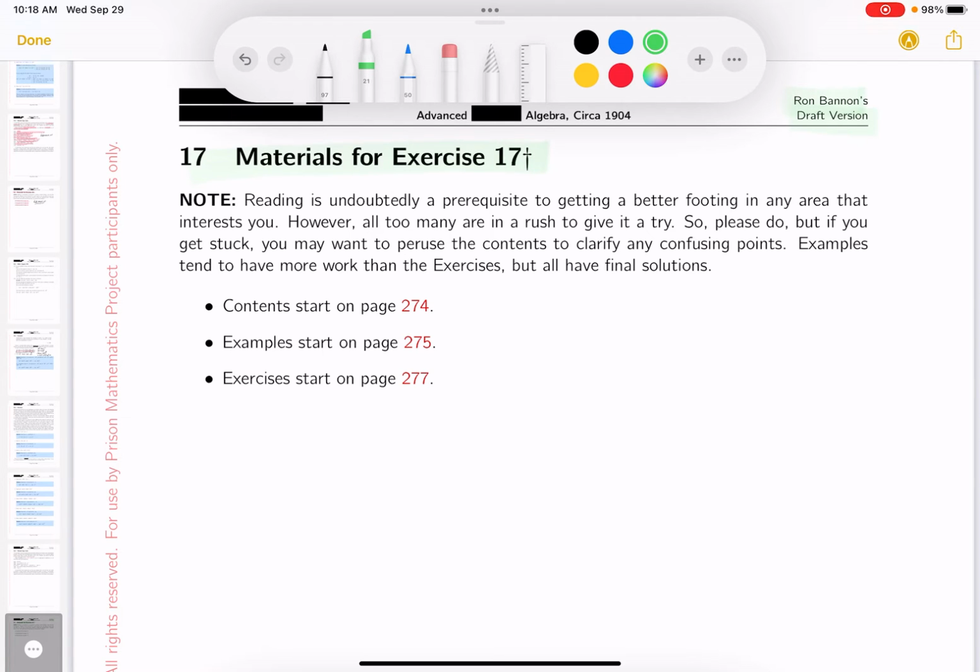This is Ron Bannon's draft version of Webster Wells' Advanced Course in Algebra. All right, there's contents, I'll scroll through that. Examples, which I'll go through, and exercises that you need to work on your own, all right? And again, at least the PDFs are being distributed to the Prison Mathematics Project participants. At some point in the future, I will publish this.